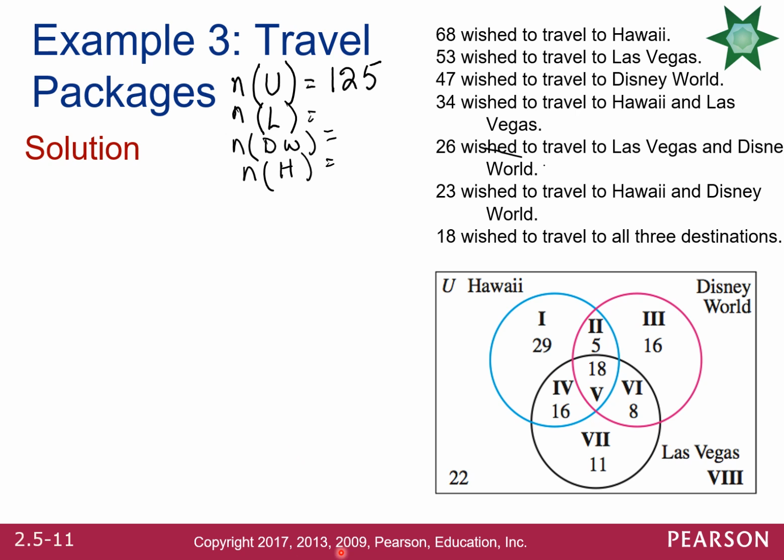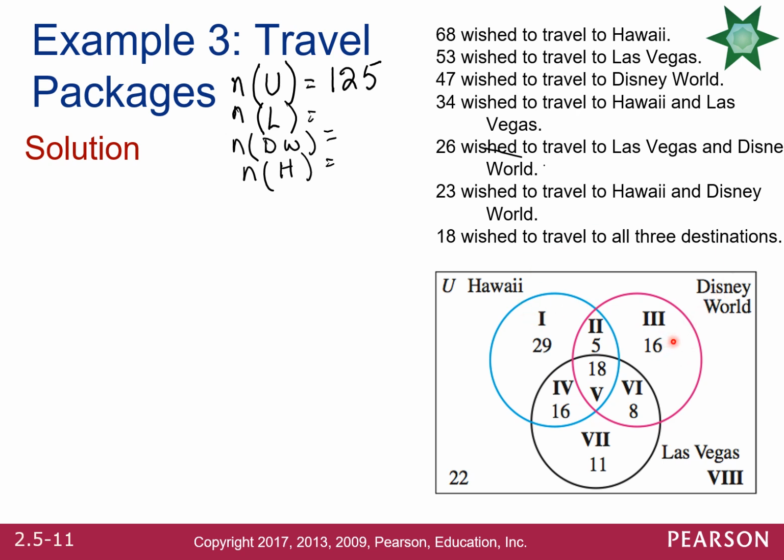Before I pull up the solution, let's go over this diagram here. We have three sets. The blue one is for Hawaii, the pink one for Disney World, and the black one for Las Vegas. As you can see, they have 8 different regions. Region 1 holds people who only want to go to Hawaii and nowhere else. Region 2 represents the intersection between Hawaii and Disney World.